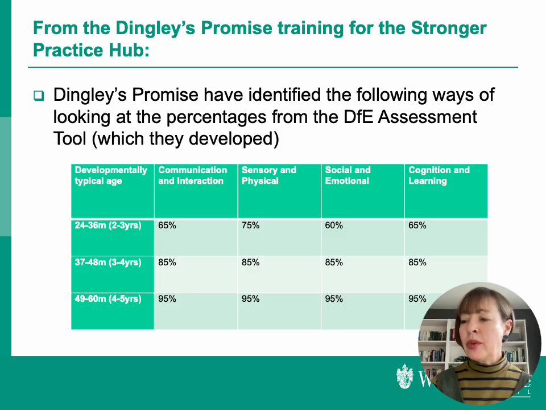In sensory and physical, for a 2 to 3 year old, we're looking at 75%. For a 3 to 4 year old, we're looking at 85%. And for a 4 to 5 year old, we're looking at 95%. For social and emotional, we're looking at 60% for a 2 to 3 year old, 85% for a 3 to 4 year old, and 95% for a 4 to 5 year old. And for cognition and learning, we're looking at 65% for a 2 to 3 year old, 85% for a 3 to 4 year old, and 95% for a 4 to 5 year old.